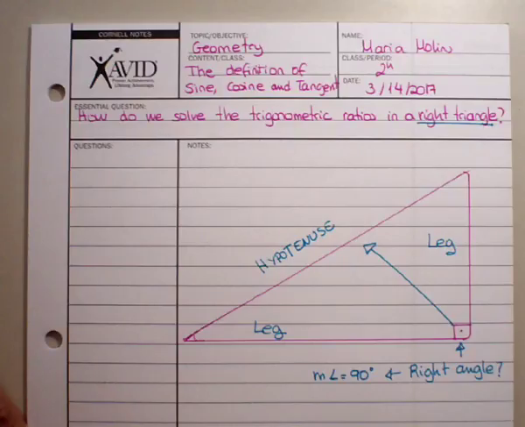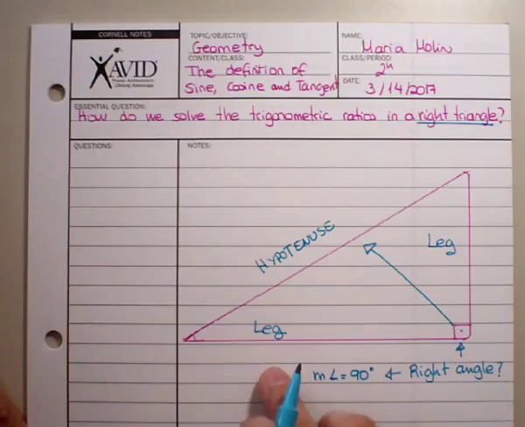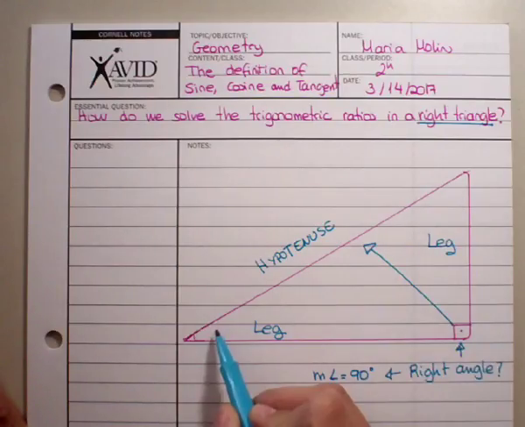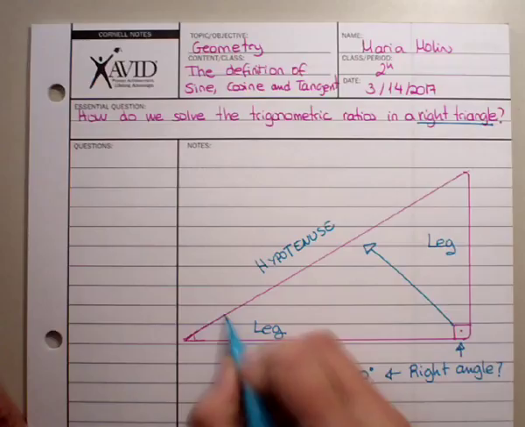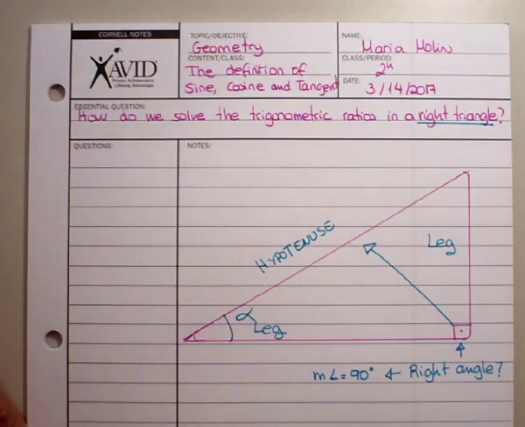But we are not done just with that. We need to know the exact name of each leg to be able to use the three trigonometric functions. So before we can say who is who, we need to say which one is our acute angle of reference. It could be this one or it could be that one. In this case, we are going to choose this one as alpha, our acute angle of reference.